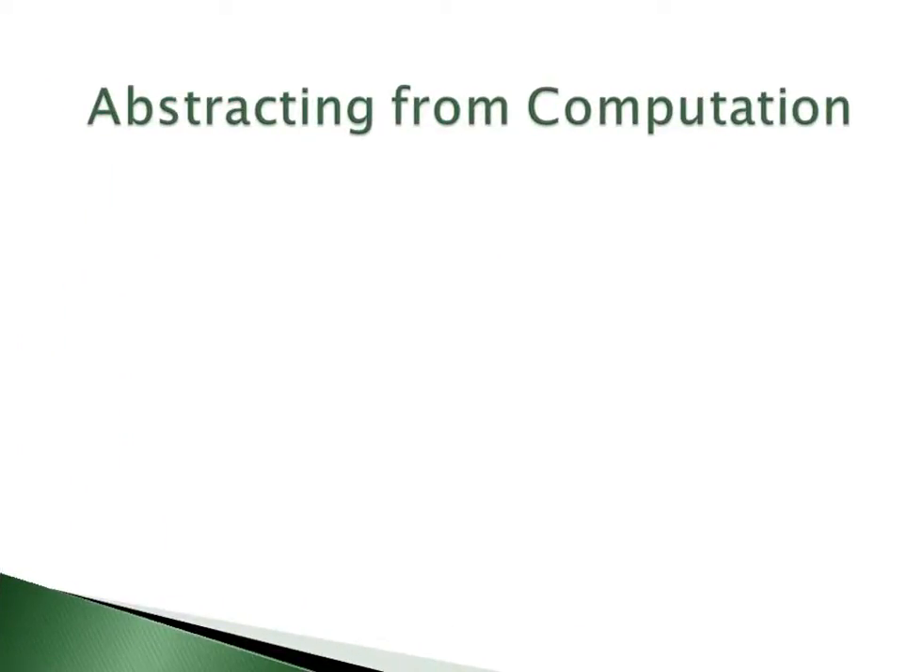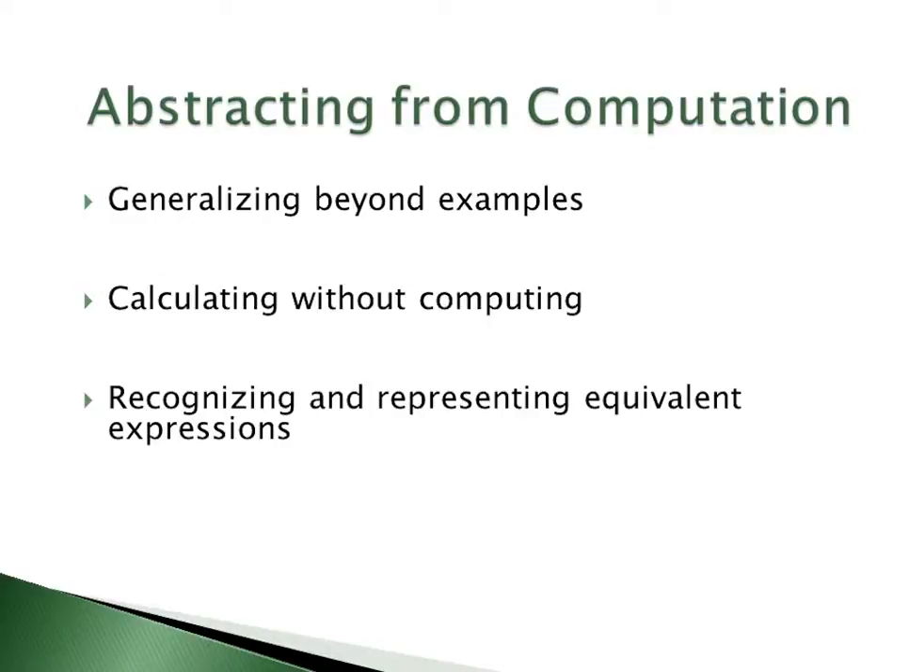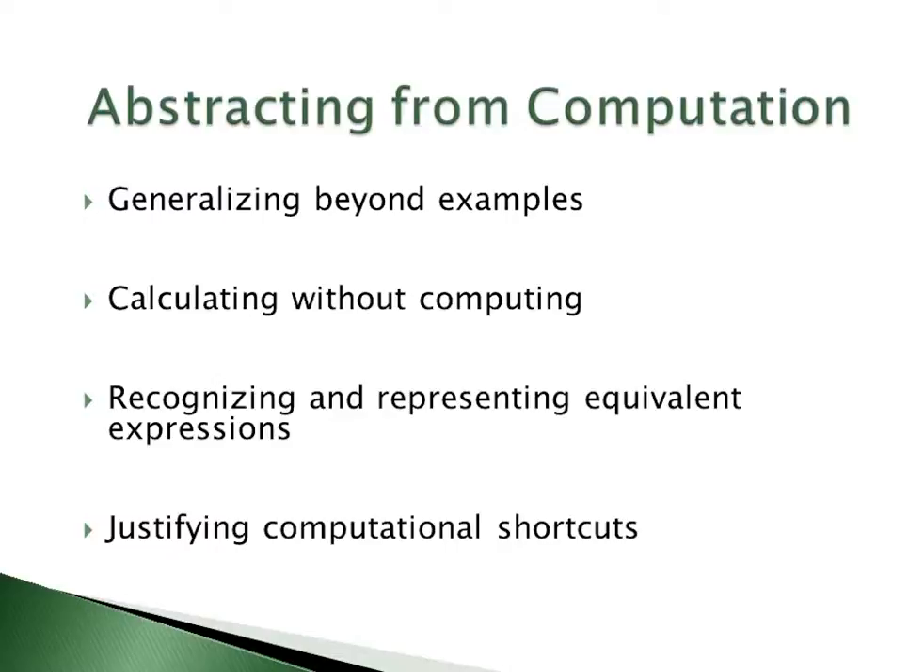A third algebraic habit of mind is abstracting from computation. This includes students' abilities to generalize beyond examples, calculate without computing, recognize and represent equivalent expressions, and justify computational shortcuts. Driscoll has described this as the capacity to think about computations independently of the particular numbers used. Many of the properties used in symbolic algebra, such as the commutative property, the associative property, and the distributive property, can and should be developed as students learn about numbers.